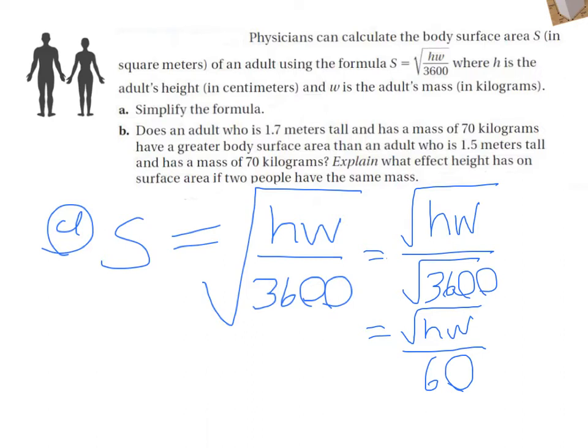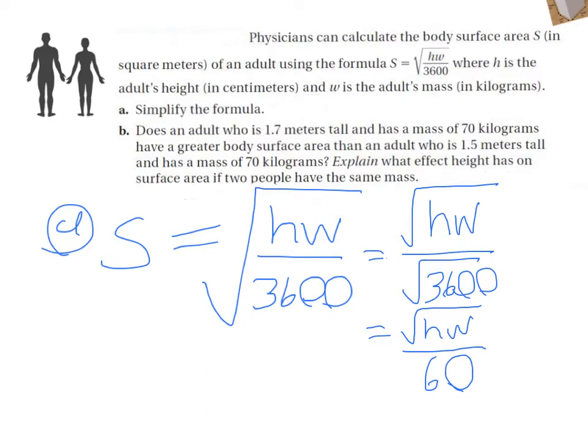And if it does, explain what the effect height has on surface area if two people have the same mass. That's exactly the situation here. Two people have the same mass, both 70 kilograms. They have different heights. We're going to calculate their body surface area and see if height makes an effect. You will see the answer is fairly obvious. You might already think that you know, and odds are if you're using logic, you're probably going to be right. But we still got to do the math to prove it.